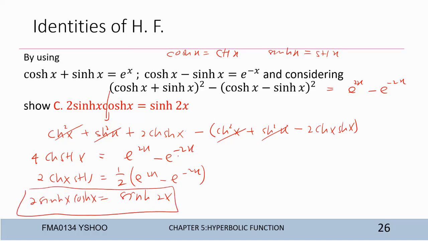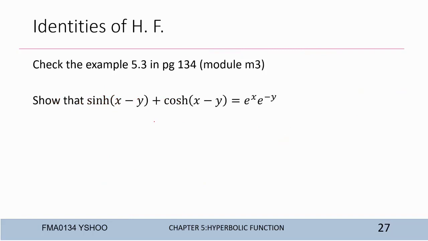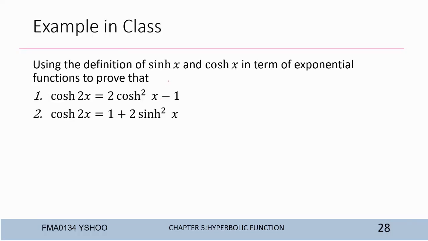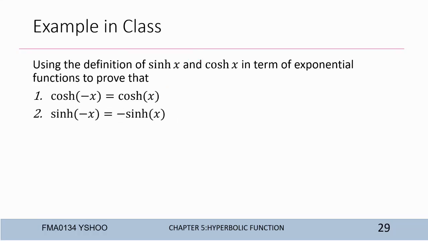So basically, the first method is you relate cos x and sine x to e^x, and then we combine with some common algebra manipulation, so then we can get our proof. Then over here, please check Example 5.3 on page 134 in your module MAT 3. So this is the question. Because this one asks you to show this, you can have a look in your module. This one we are going to explain in our class.